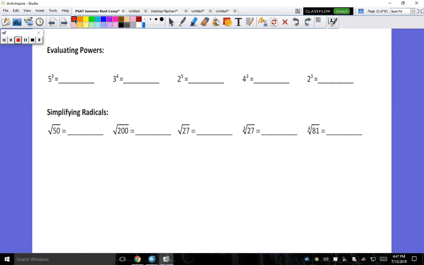5 cubed. So 5 3 times. 125. 3 4 times, or 3 to the 4th power. And when I say 3 4 times, I don't mean 3 times 4. I mean 81, because there's 2 groups of 9. 2 to the 5th. 32, because you see these are 4, which is 16, times the 2 gives you 32. 4 cubed, 64, and 2 cubed, 8.